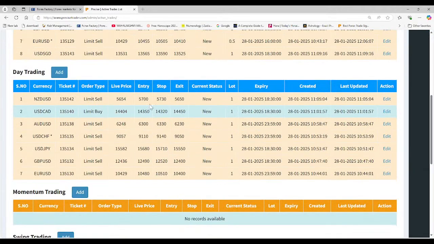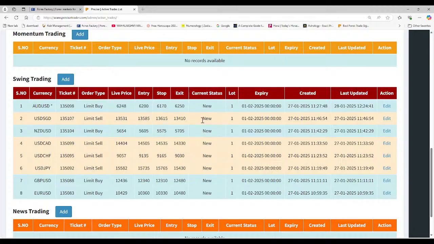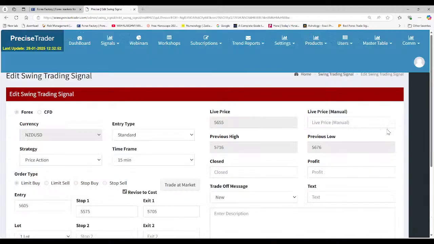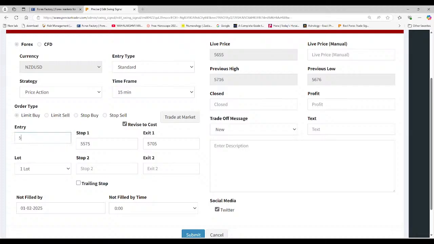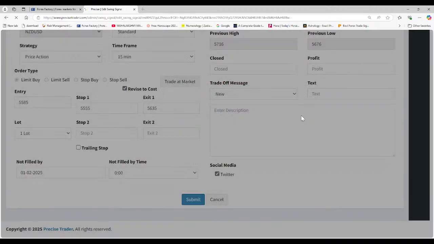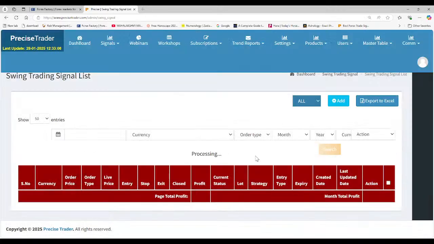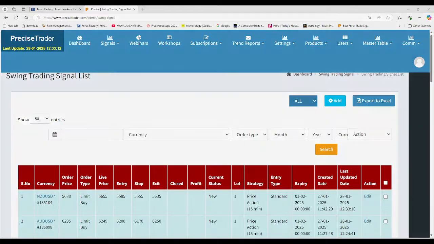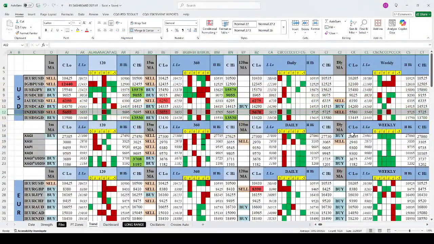Okay, the next one we are looking at selling at 57. I think this is also a valid call. Okay, we are going for a buy at 56.05 on the swing trading. So maybe since this is one lot, we want to reduce it to 85. Okay, let's move on to the next currency.